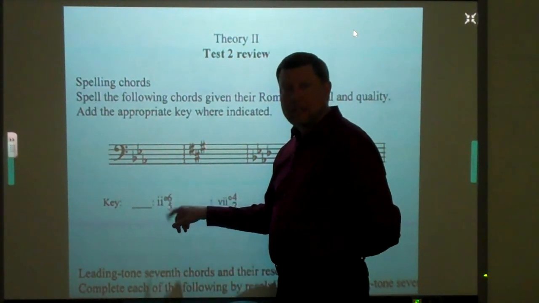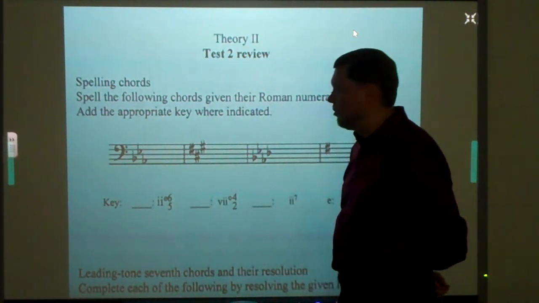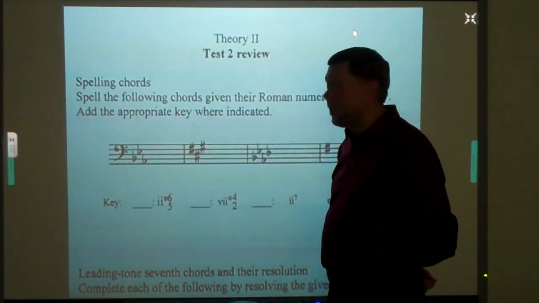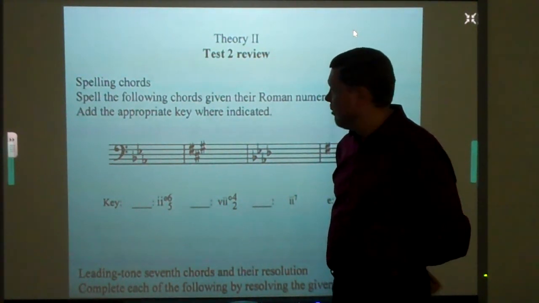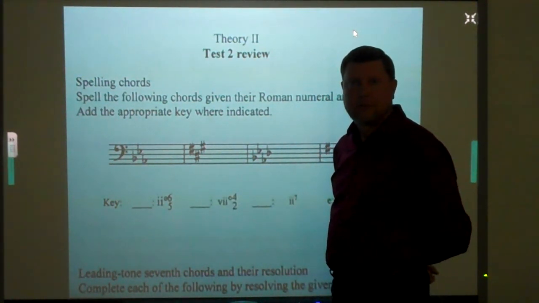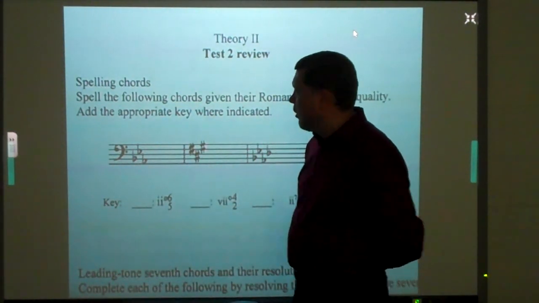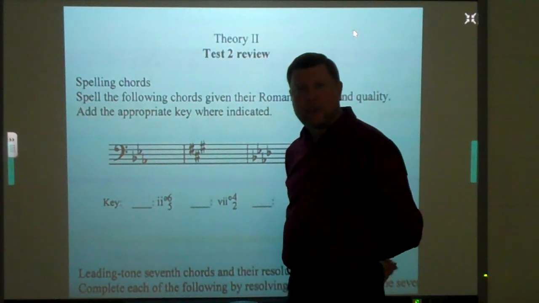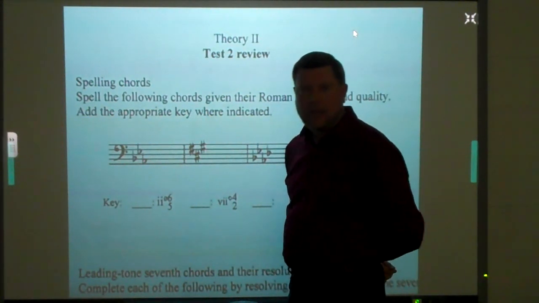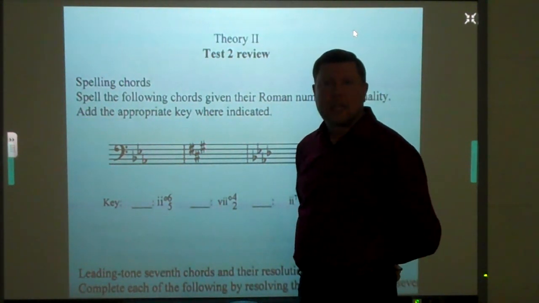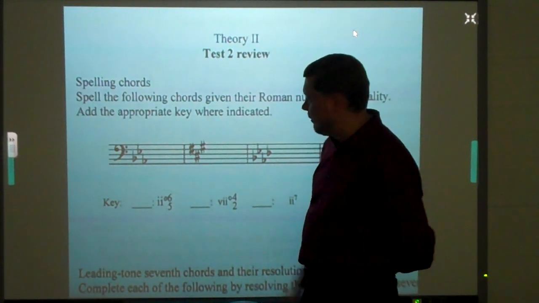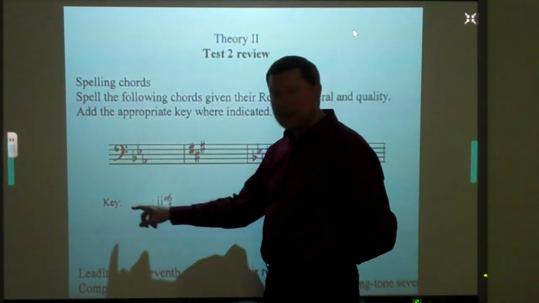Because it is a half diminished 7th chord on scale degree 2, we should know that we are in a minor key for the first measure, a minor key. And I've also given you a key signature here. What minor key has 3 flats in its key signature? And you should deduce, well, that's the key of C minor, and you would be correct. So I would write C minor in this blank.